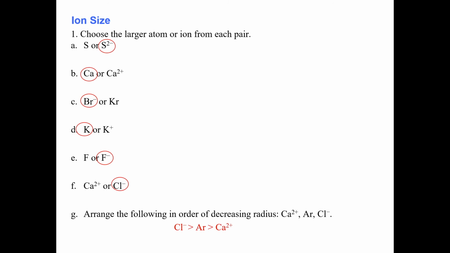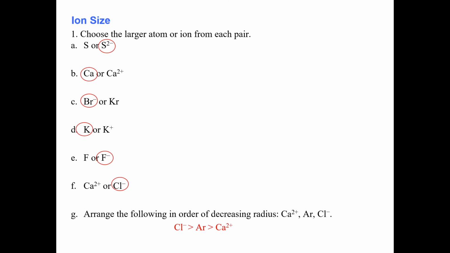For part B, the calcium atom is going to be the larger species. As 2 electrons are being taken away, an energy level disappears. So the ion becomes smaller. But because of the new valence electrons, the 8 electrons that are now the complete octet, because those electrons are much closer to the nucleus, they're going to get pulled even further closer to the nucleus.